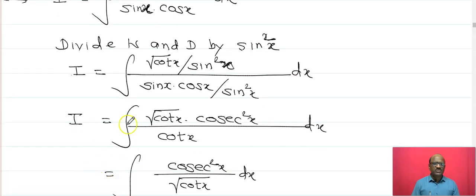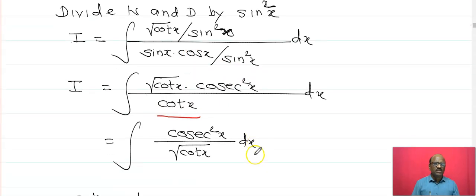Now see this here, I equals integral of root of cot x into the reciprocal of that, that is 1 upon sin square means what? Cosec square x. And here is sin x upon cos x upon sin square x. One sine will get cancelled, you will get cos x upon sin x. It will become cot x. Okay. What about the next? I equals integral, here is cot x, and in the numerator root of cot x. One root will get cancelled from the numerator, and in the denominator you will get root of cot x. Therefore integral of cosec square as it is upon root of cot x.